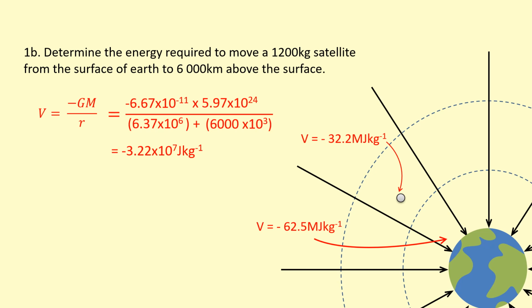Now I'm going to find the difference in the potential between the 2 points that I'm moving between. So if I subtract those two numbers, I get a difference of 30.3 megajoules per kilogram. That's how much energy I have to use per kilogram to move it from the surface to the point 6,000 kilometers above. But I'm going to multiply it by the mass of the satellite because I'm not moving 1 kilogram, I'm moving 1,200 kilograms. And that gives me the total change in the gravitational potential energy. It's gained gravitational potential energy by this much.